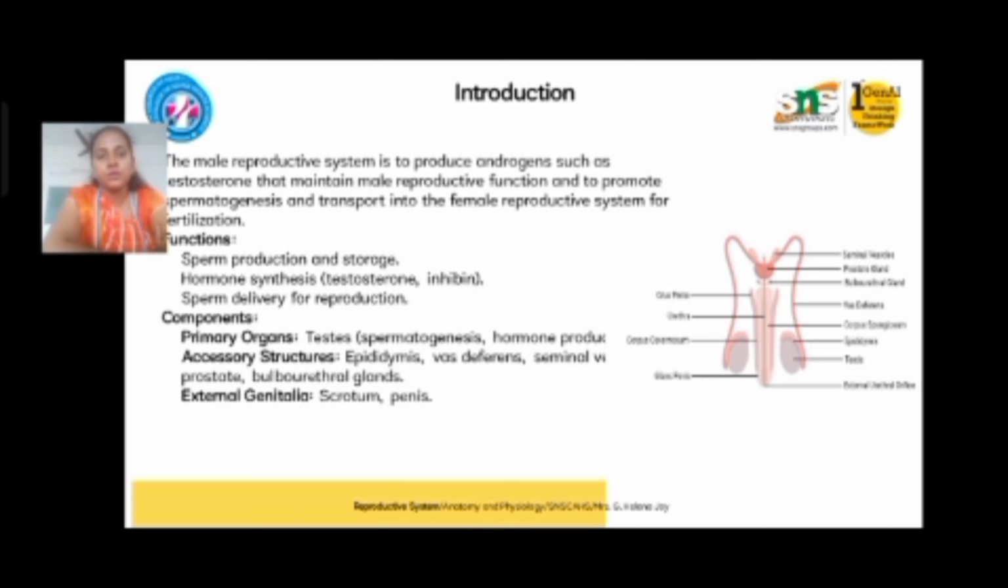The sperm will get produced and stored, and hormone synthesis such as testosterone and inhibin hormones are produced, and for reproduction the sperm will get delivered. So these are the major functions of the male reproductive system. The components of the male reproductive system are divided into three types: primary organs, accessory structures, and external genitalia. The primary organs are the testes, which produce sperm through spermatogenesis, and the accessory structures are the epididymis, vas deferens, seminal vesicles, prostate gland, and bulbourethral glands. The external genitalia are the scrotum and penis.